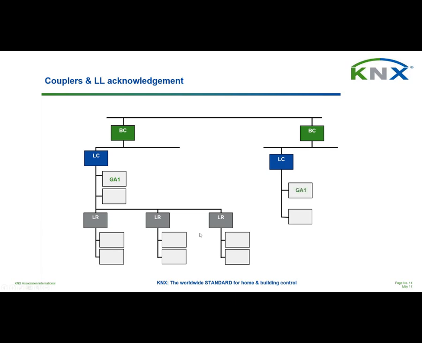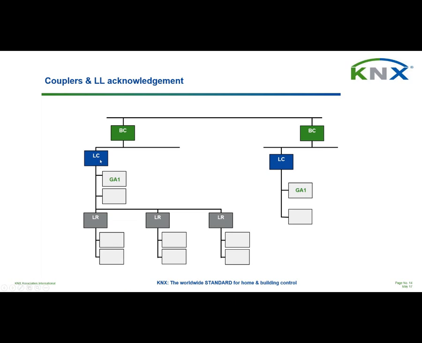Well, let's look at this example, where this device is the source and the other device is the destination, here on the other side. First of all, there will be a link layer acknowledgement in this case, but it will be different, because they are not in the same line. First of all, the first line coupler, or a line repeater, which would also be the same principle, by the way, will send the link layer acknowledgement to the device.